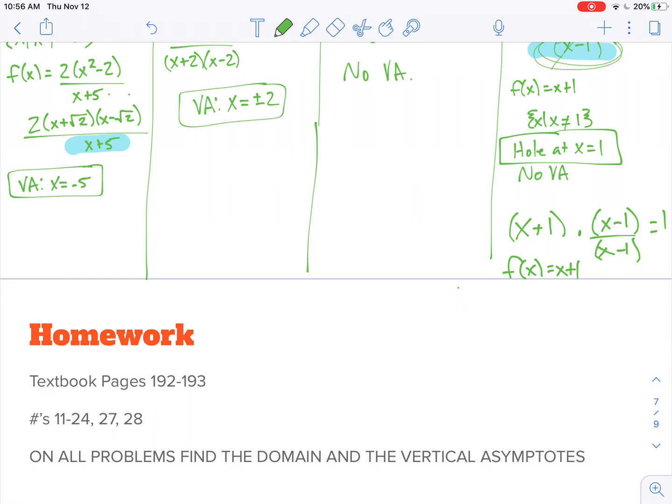If you have just a factor in the bottom that can't be crossed out, that is going to end up becoming a vertical asymptote. If you have any questions or concerns, please reach out and have a great night.